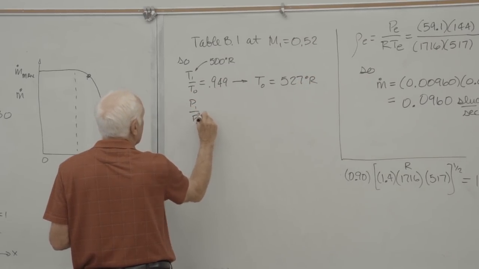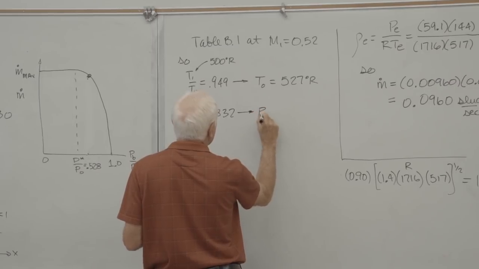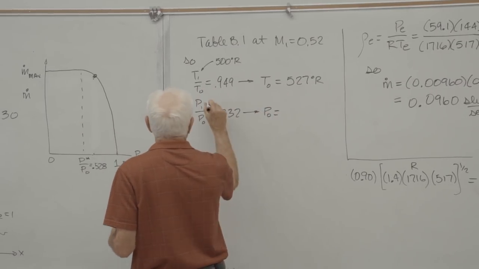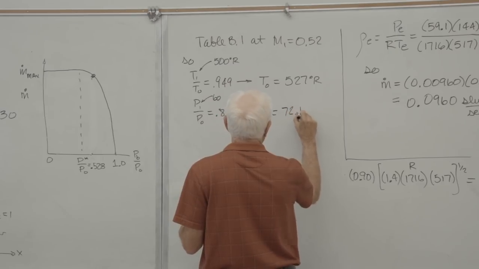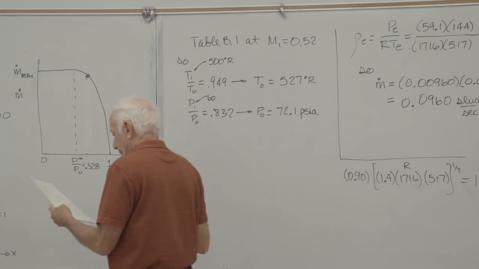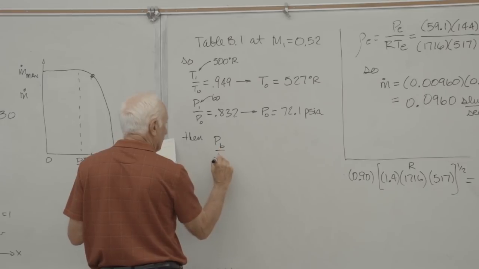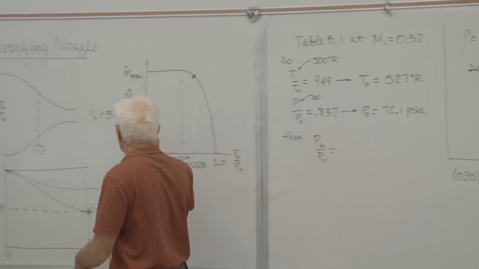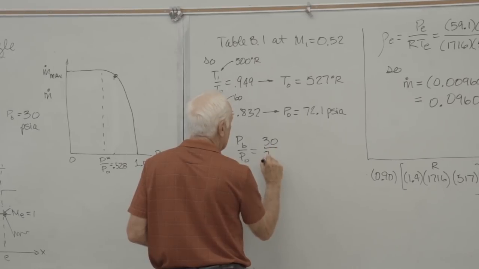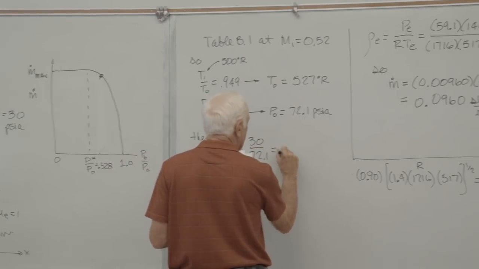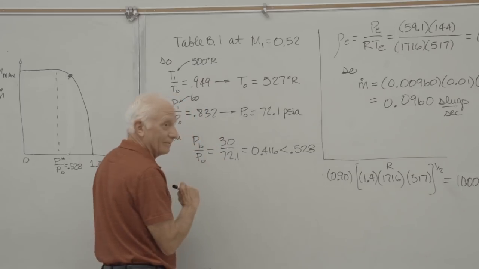P1 over P naught, 832. So P naught has to be, I know what P1 is, 60, 72.1 PSIA. Then P back over P naught is equal to, back pressure was given, 30 PSIA. 30 over P naught, 72.1 equals 0.416. That's less than 0.528. That's choke flow.